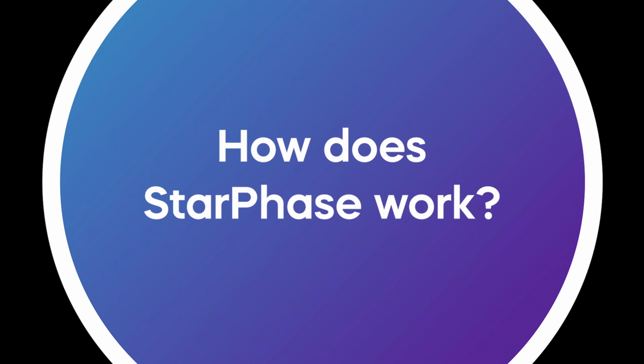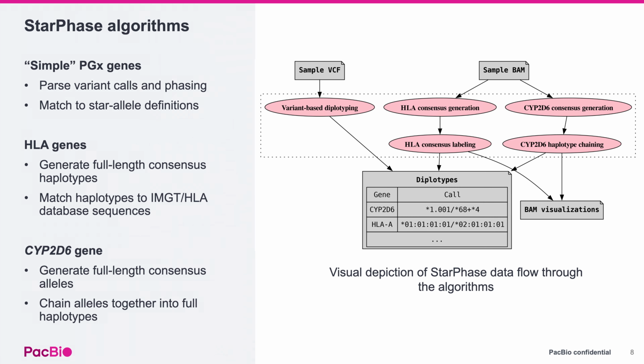StarPhase itself has 3 distinct algorithms depending on which pharmacogene we're looking at. One class of pharmacogene are the quote-unquote simple class, where basically all StarPhase does is look at the variant calls and phase information from the provided VCF file. These are then matched to star allele definitions from the databases and reported as a diplotype call for that gene.